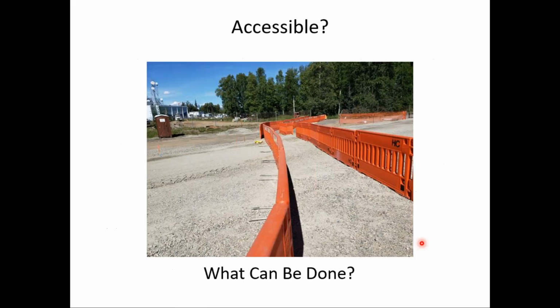So I ask if this is accessible. This is in Fairbanks, Alaska. An entire intersection was being rebuilt, and so they were detouring pedestrians actually across the unopened portion of the intersection. You can see across like 5 lanes of traffic.